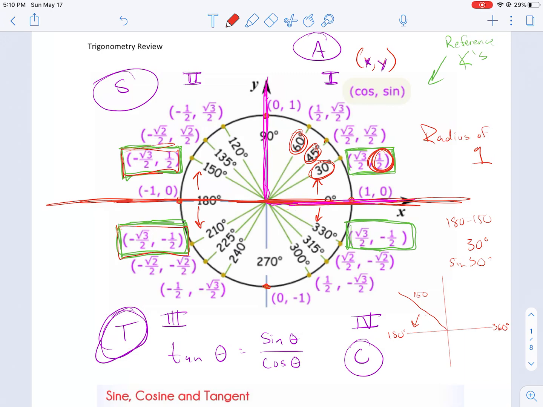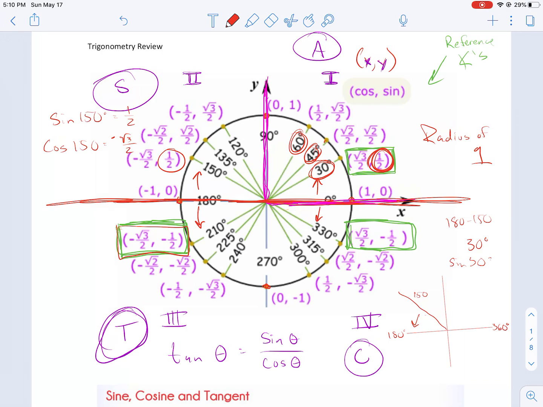Now, if they wanted the sine of 150, you find your reference angle first. Then we look over here, what is our sine value? It's a positive 1/2. So the sine of 150 is also 1/2. Now, if they said the cosine of 150, it's going to be square root 3 over 2, but because we're over in that second quadrant, now it's negative.